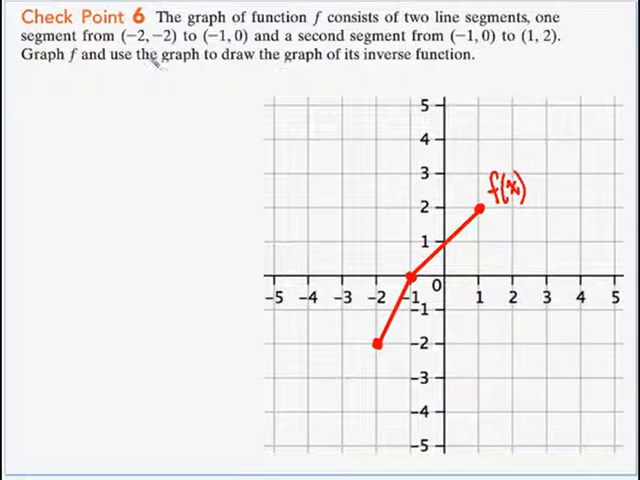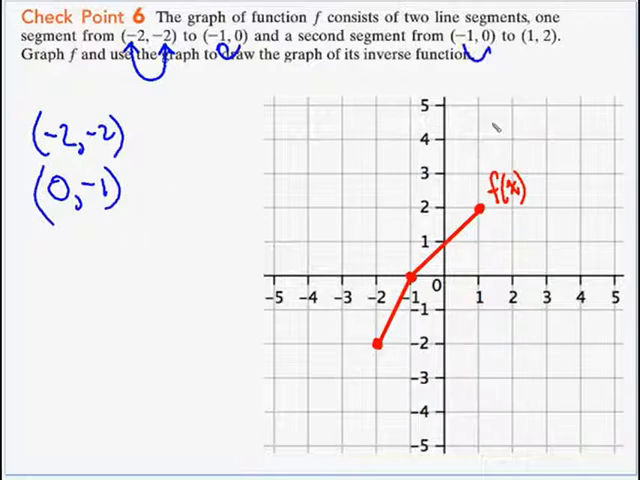Well, we can flip-flop the points to find points on the inverse. Well, this -2, -2 is going to stay the same. -1, 0 gets switched to 0, -1. And then we're going to pick up at that point and then go to 2, 1. So my first blue point is right on top of this red one. And then 0, -1 will be right about here. And 2, 1 right here. And we'll do some blue segments there.